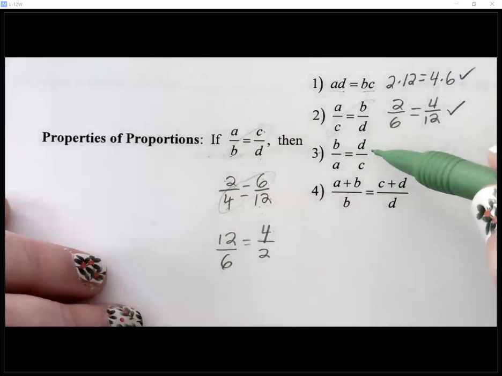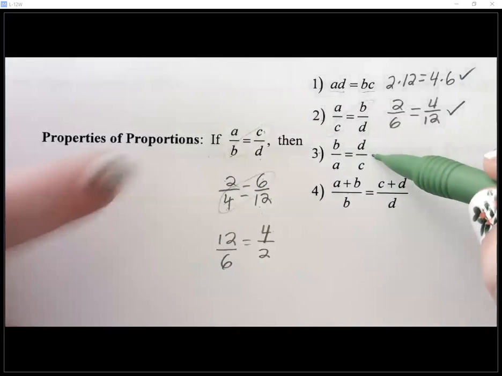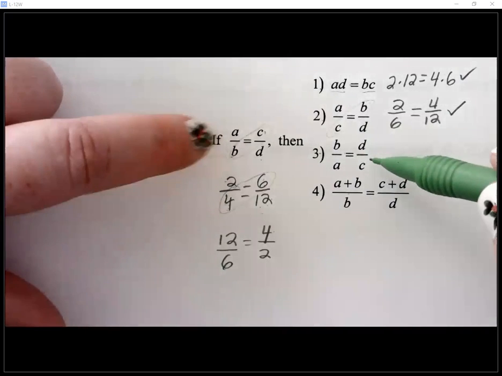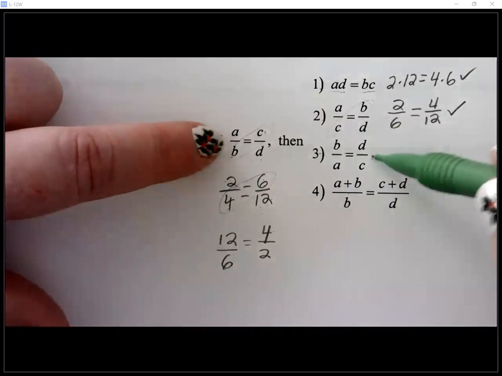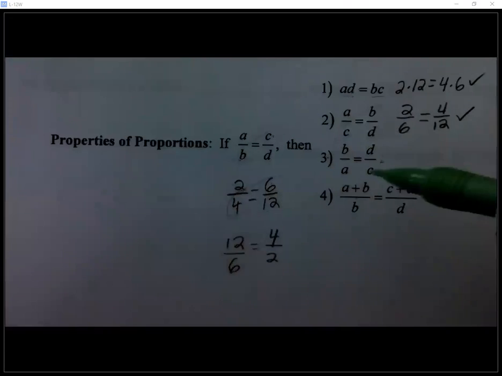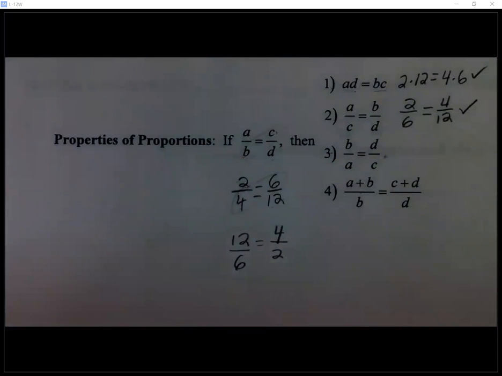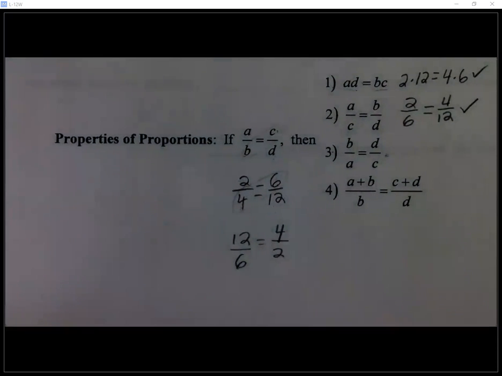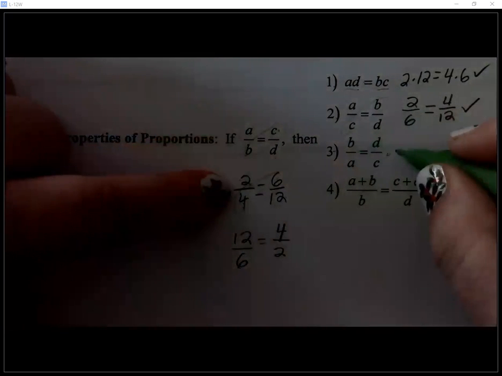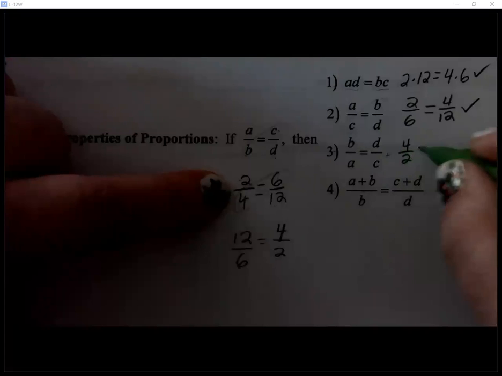Anyway, let's take a look at the third one. Do you see what has happened in the third if you compare it to the original? What did they do to get this third one? They took the top and bottom. Exactly. If you take the reciprocal of both sides, it remains equal. Both sides, just flip both of them over. So that would be 4/2 and 12 over 6.